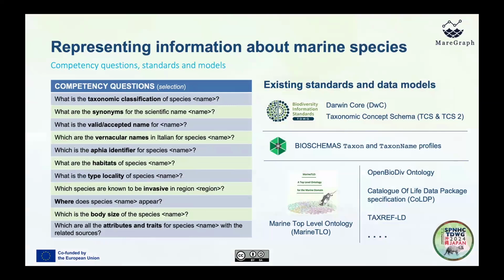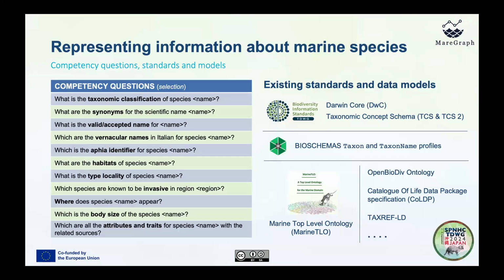On the left, we have a selection of the competency questions that we identified when working on the data from the World Register of Marine Species. As you can see, we have requirements on taxonomy and nomenclature, with questions about the taxonomic classification of species, or the synonyms for a scientific name, or even vernacular names in different languages. We then also cover identifiers, which play an important role in biodiversity informatics. If you are familiar with WoRMS, you know that all names have a persistent and unique so-called AphiaID identifier, but identifiers from other systems are considered as well.